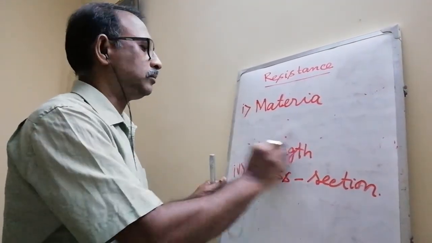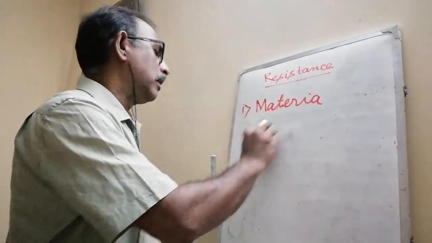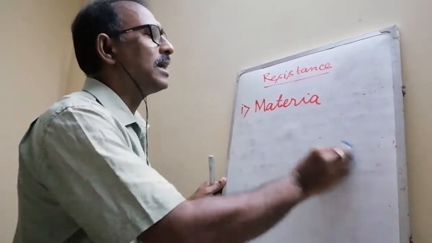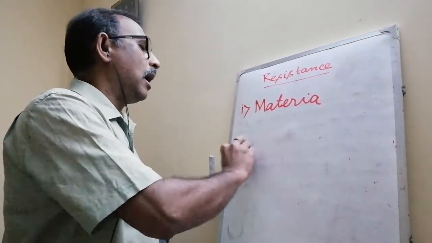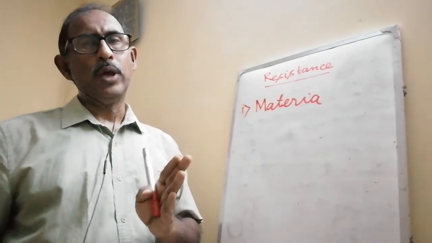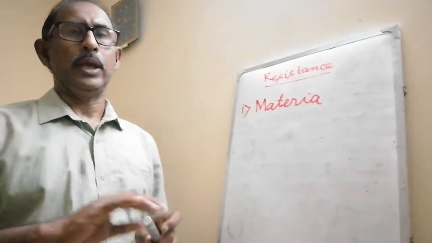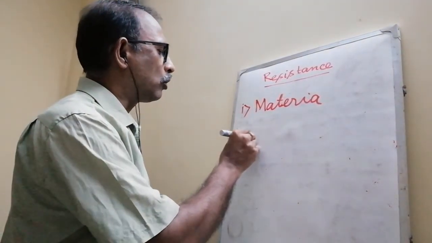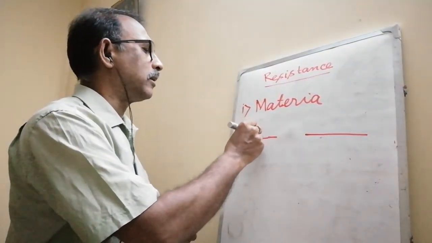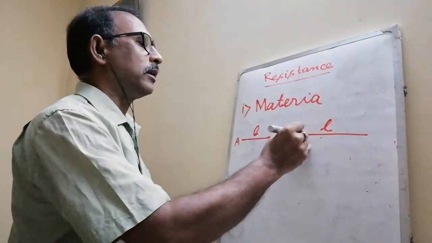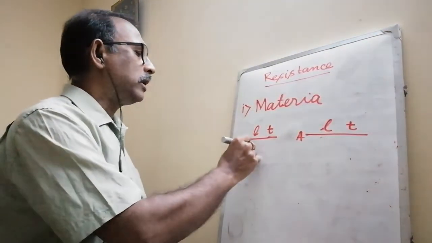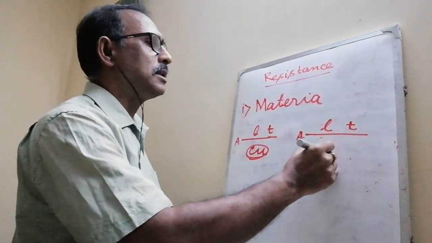First, say material. The conductors are made of various substances. The resistance of the conductor depends on the material of which this conductor is made. Say there are 2 conductors. This is the first conductor and this is the second conductor. Both have the same length, the same cross section A, the same temperature, but this conductor is made of copper and this one is made of aluminium.